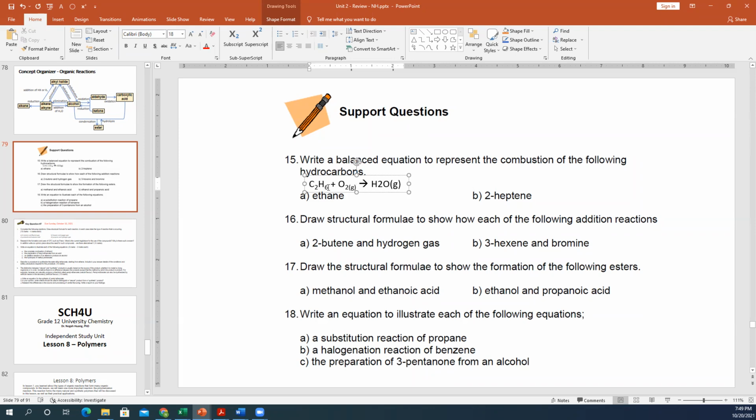And what else do we get other than water? When you burn something, what gas is produced? Carbon or? Carbon dioxide. Yes, exactly. Carbon dioxide is produced.